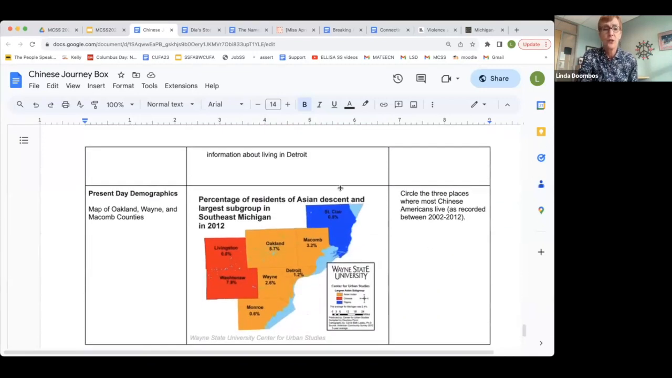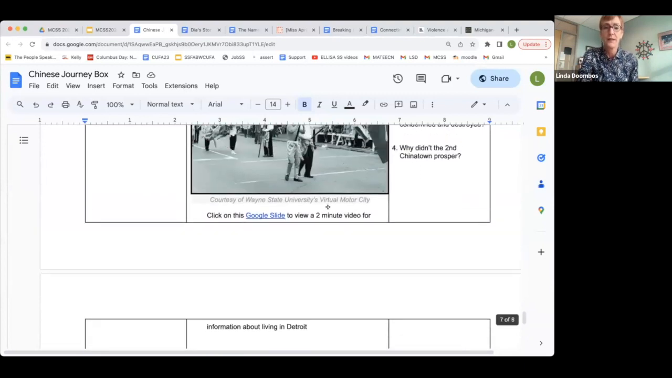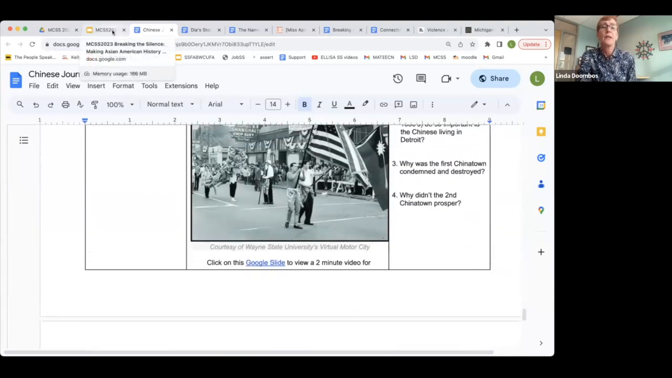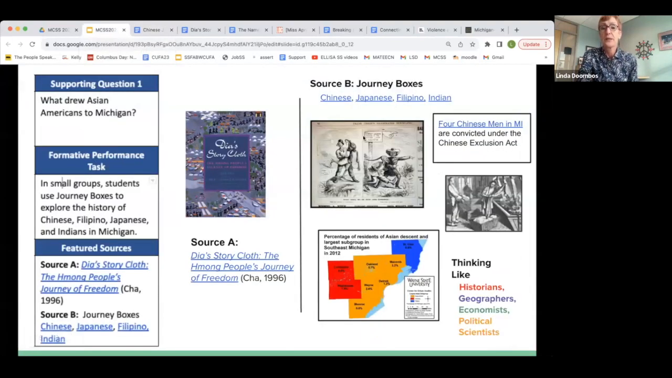And so you could pick and choose, do some of those, all of those, but basically looking at how and why are Chinese in Michigan, Chinese Americans. And that is true for each of these. And so I don't think I'll go through all those, but you can definitely click on those and go through that.